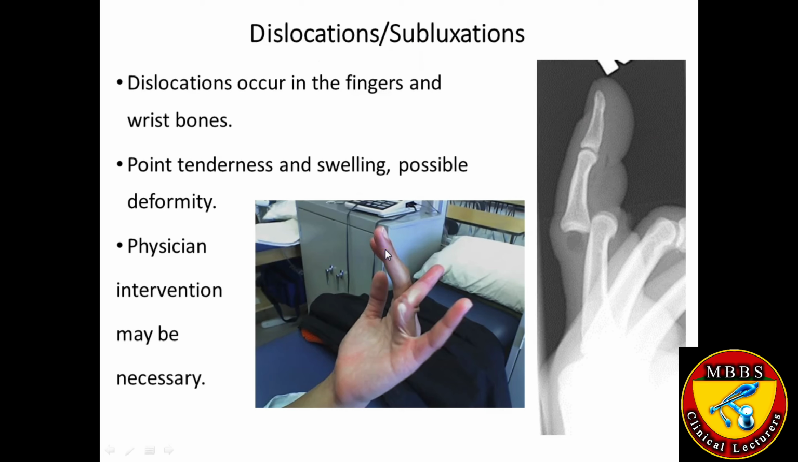Dislocation occurs in the finger and the wrist bone as well. You can see that's the dislocation. Point tenderness and swelling, possible deformity, and this is just intervened by the physicians. Physician intervention may be necessary, but surgical procedures are not needed for dislocations of the finger.